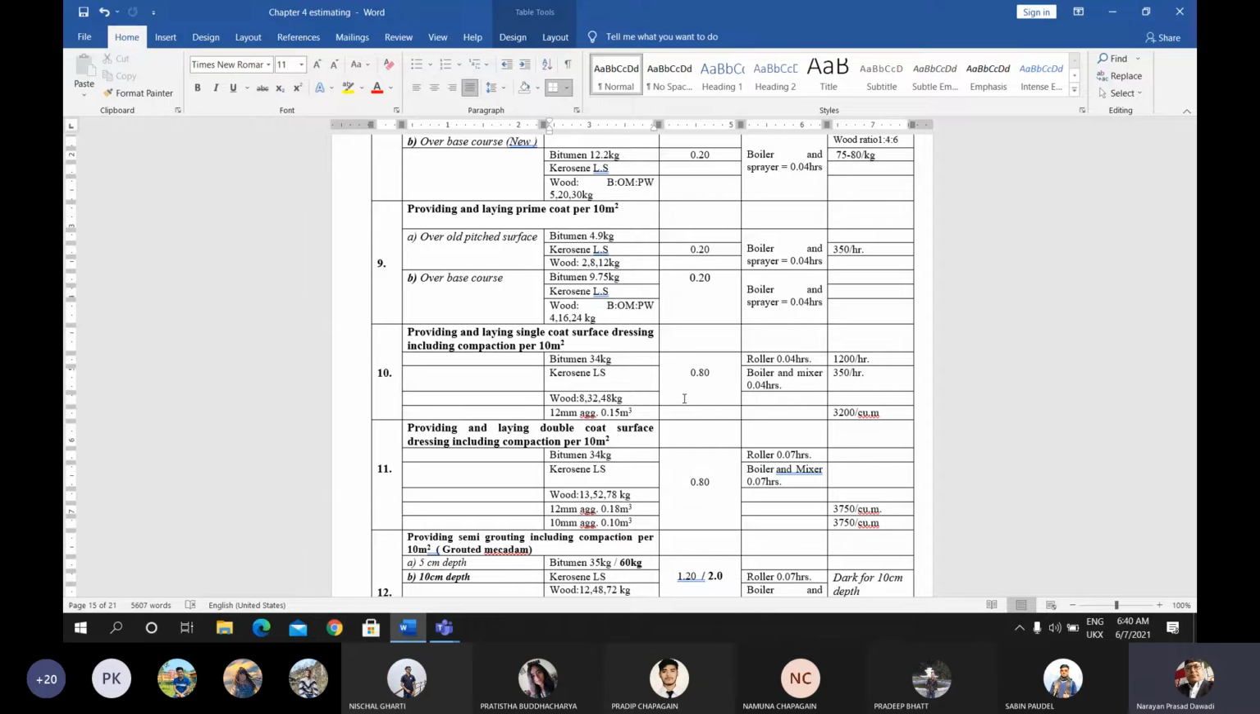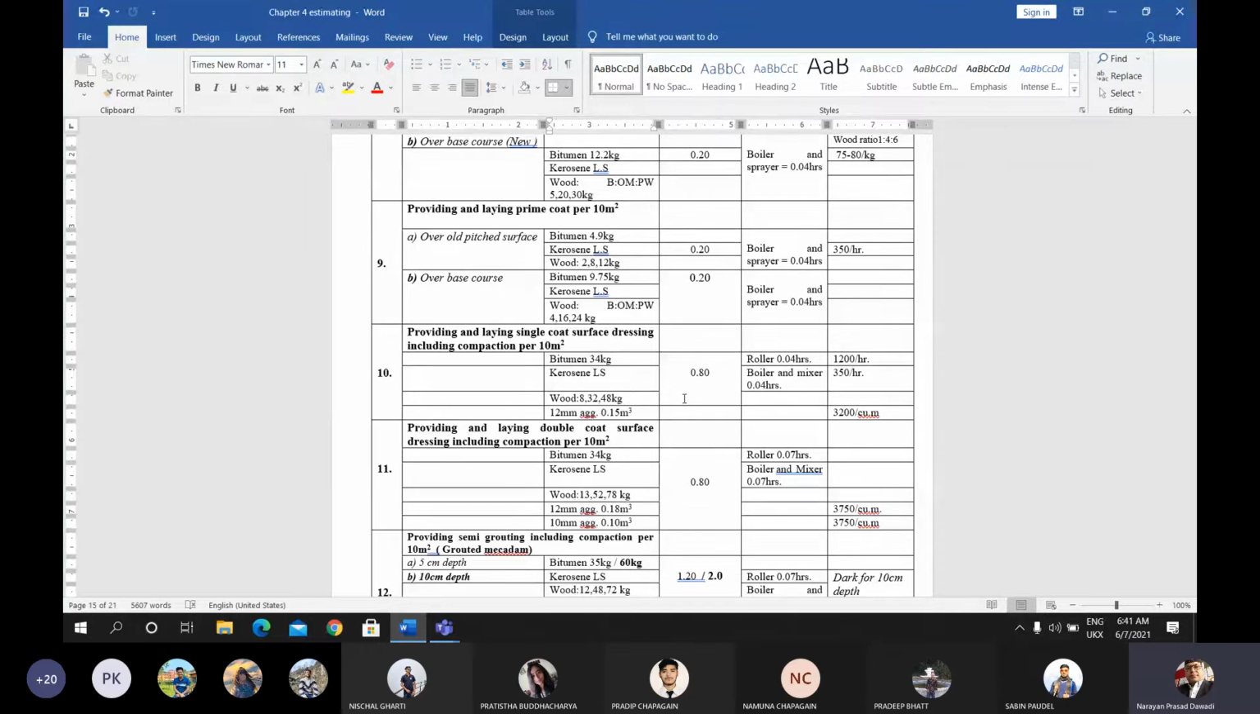You can provide the hot mix also. In one container you boil the bitumen, in another container you heat the stone aggregate. The heated stone aggregate and the boiled bitumen are mixed, and that is laid over the prepared tack coat surface over the base course, and the compaction is done. This may be done in two ways, in a single layer or in a double layer.